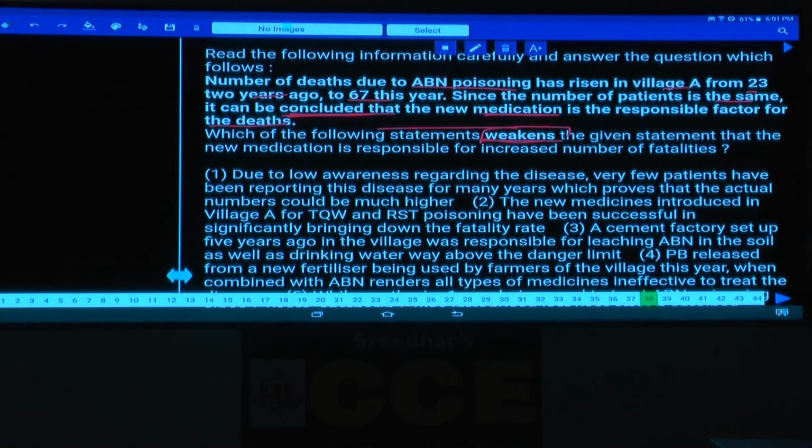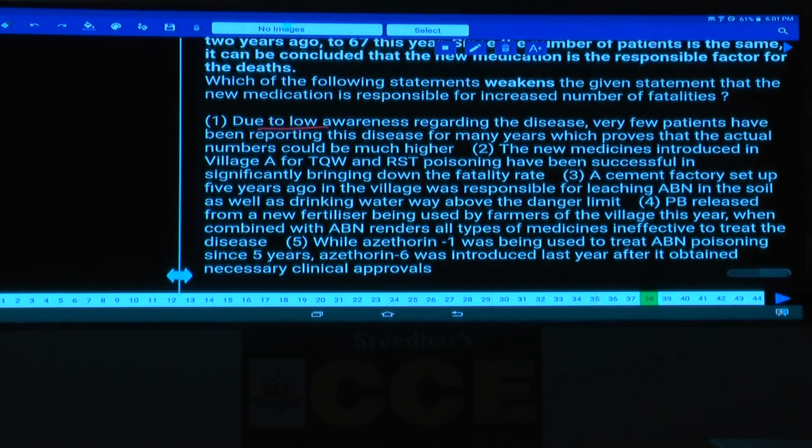Then let us check out the choices. Choice 1: due to low awareness regarding the disease, very few patients have been reporting the disease for many years. Now, is this the reason? The above statement is talking about new medication. Here nothing has been specified about new medication at all. Hence the first one is ruled out straight away.